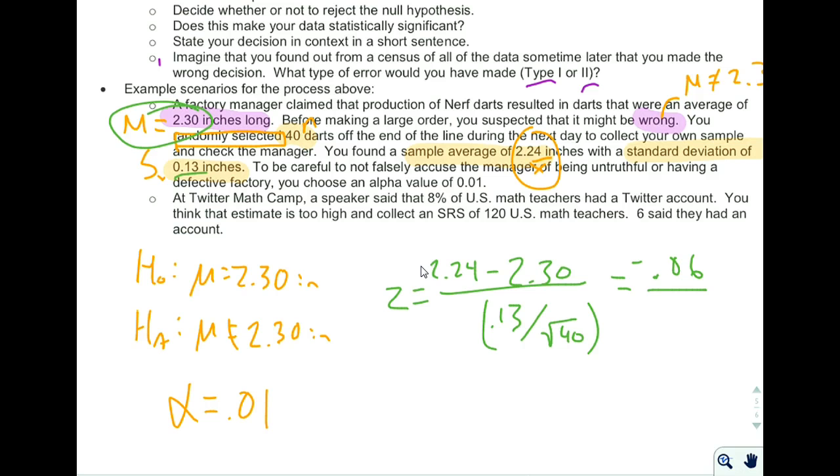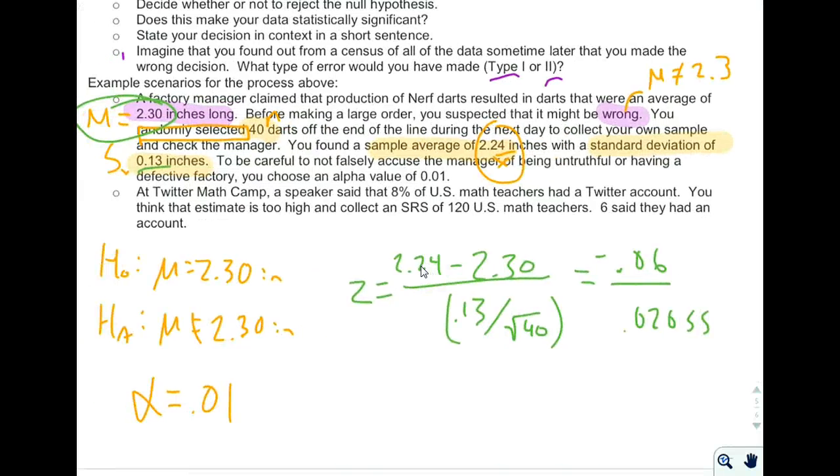On my bottom, I have 0.13 divided by the square root of 40. You get 0.02055. I take negative 0.06 divided by my last calculated answer, and I get negative 2.92 approximately as my z-score. So that would be my z-score.